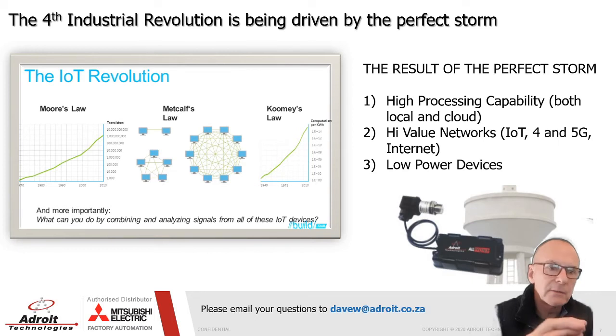And if you think about it, IoT, 4G, the telecoms networks, our own standard networks, everybody is connected everywhere. So the value of this network that we have, all encompassing, is enormous. And that's Metcalfe's law. And Kumi's law is the cost per kilowatt hour of processing has come down enormously.